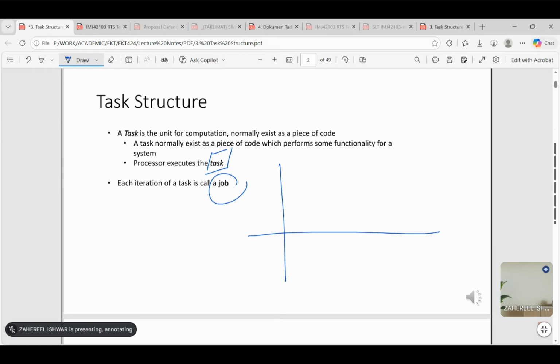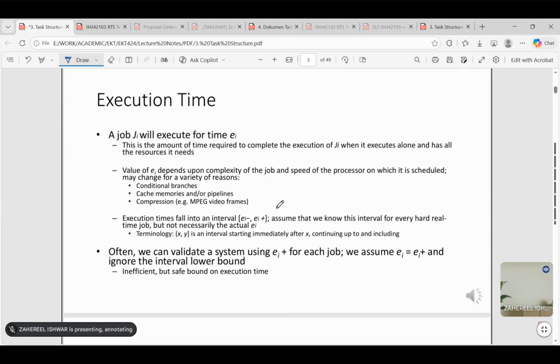Job number 1 of task number 1, job number 2 of task number 1, job number 3 of task number 1. Meaning job number 3 will be at the 15 second, job number 2 will be at the 10 second, and job number 1 of task number 1 will be at 0 second when the system starts. Sorry, at 5 seconds, not 0.